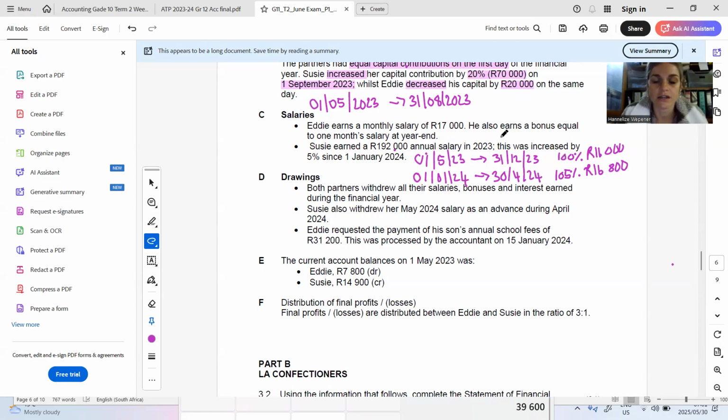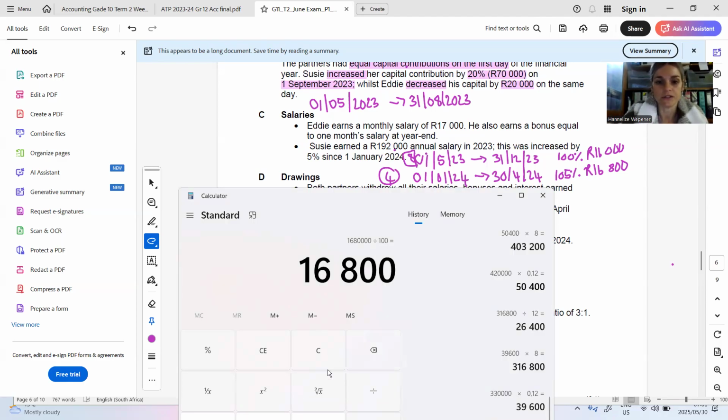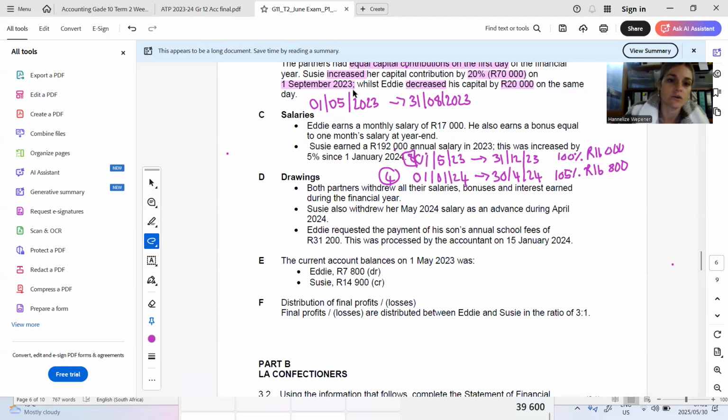So in other words, she earned May, June, July, August, September, October, November, December. So for 8 months she earned 16,000 Rand. Then for Jan, Feb, March, and April, so for 4 months, she earned a little bit more. So we're going to do that calc. So 16,000 times 8 months, she earned 128,000 Rand.